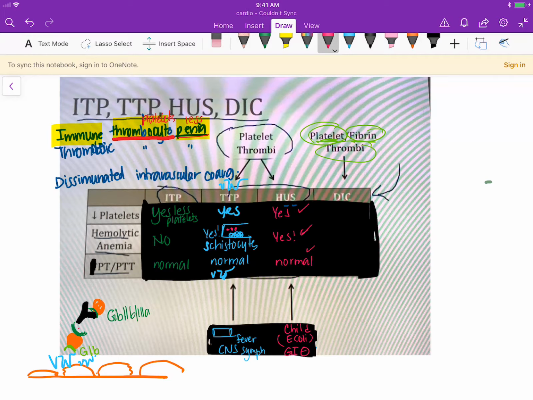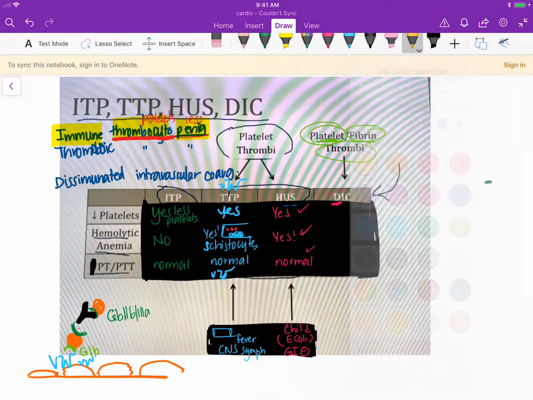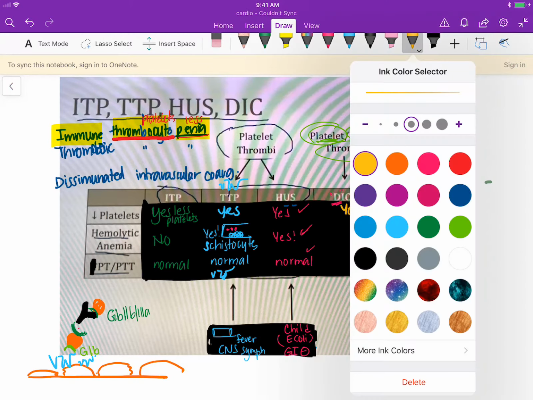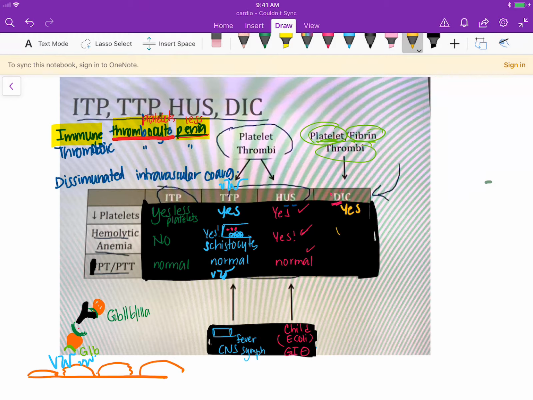Okay, DIC, disseminated intravascular coagulation. So remember, disseminated means everything, everywhere. So are you going to have less platelets? Yes, less platelets. Are you going to have hemolytic anemia? Yes. Are you going to have problems with the coagulation factors? Yes. D, remember, D means disseminated, everything.